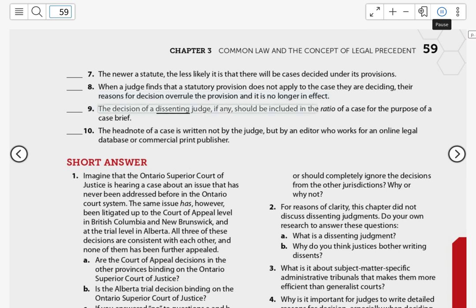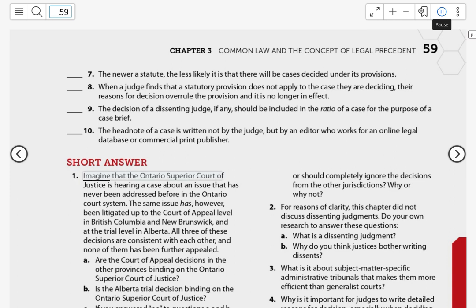9. The decision of a dissenting judge, if any, should be included in the ratio of a case for the purpose of a case brief. 10. The headnote of a case is written not by the judge, but by an editor who works for an online legal database or commercial print publisher.